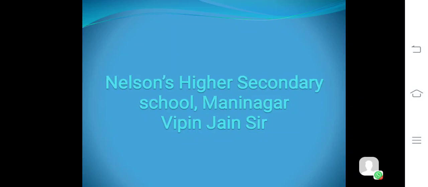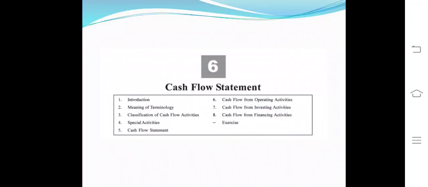We are on chapter number 6 of Accounts Part 2, cash flow statement. We have already finished with all types of activities and a few examples regarding that. Today in this lecture we will be learning about the cash flow statement, how to prepare it, and we will see its specimen. So for today our topic is cash flow statement.